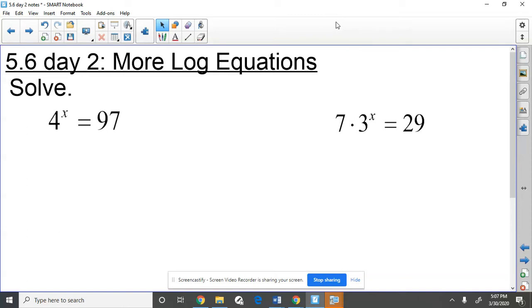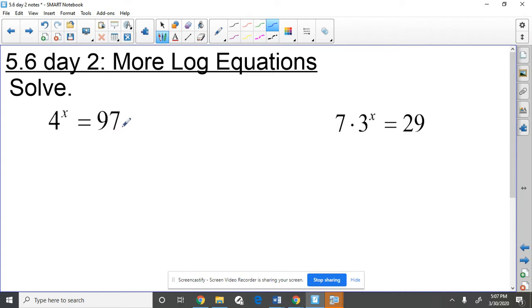For today's lesson, we're going to finish the equations in section 5-6. These equations are exponential equations that can be solved using logarithms. Earlier in the chapter, we had exponential equations where both sides could be written with the same base. In this case, 97 is not a power of 4, and there's no way to write both 4 and 97 as powers of the same number. So we need to use logarithms to solve.